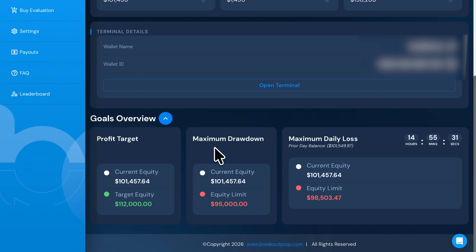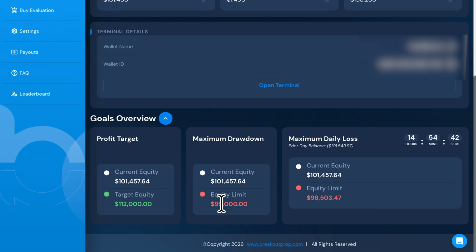Now let me go ahead and explain this maximum drawdown. What does maximum drawdown mean? Maximum drawdown is the lowest your account is allowed to get to, and if it drops beyond that, you're going to lose the account. If you look at this, they're telling you right here that your equity limit is $95,000. This is for your 100K account, so it will be different for any account you are getting. But I'm only explaining this for my own 100K account. Like I said, I'll still go to the website and explain for the other accounts you can get.